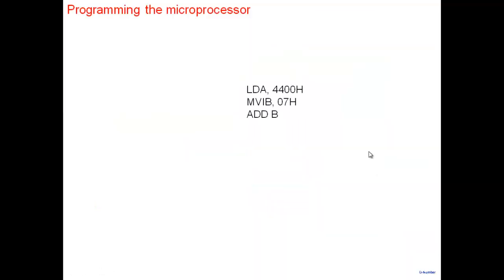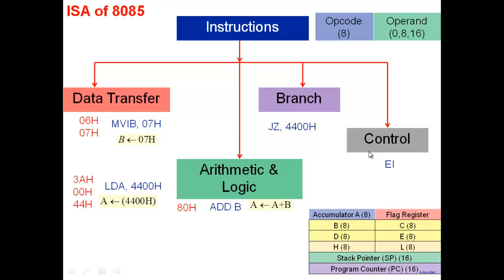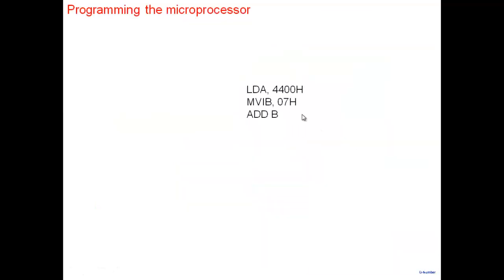All right. So normally when one is programming the microprocessor, when I write a code like this, LDA 4400H, what does it say? Load into the accumulator the contents of this memory location. MVI B, 07. So it says what? Load the data 07 into register B. Add B. So what have I done through these three lines? Whatever is in the memory location, I've loaded it in A. In B, I've loaded 07. I've added them together. And where is the result available? In A itself. So thereby, I've added two numbers, and the result is available in A.